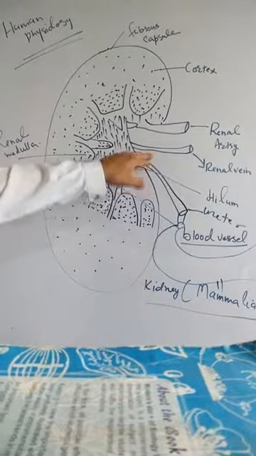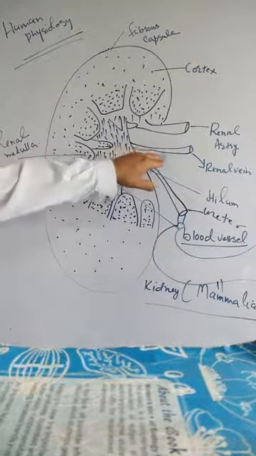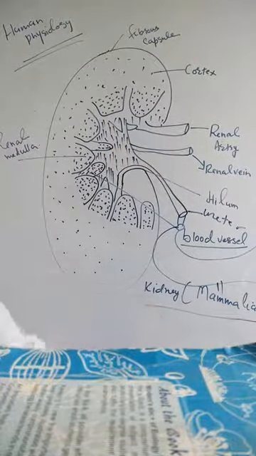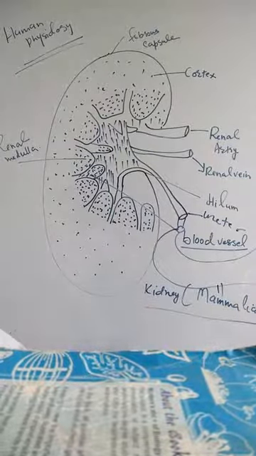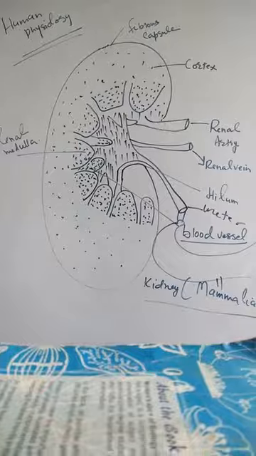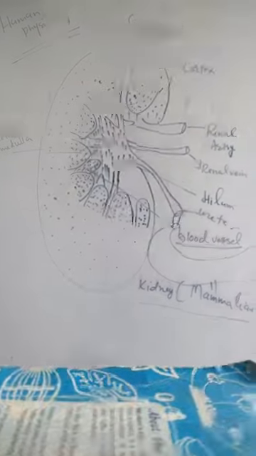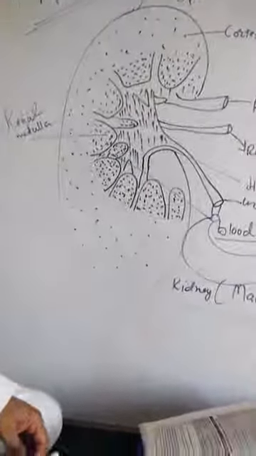Each kidney is drained to outside by a renal vein. That renal vein carries the blood which is free of wastes. This is all about, to some extent, the anatomical structure of the mammalian kidney.